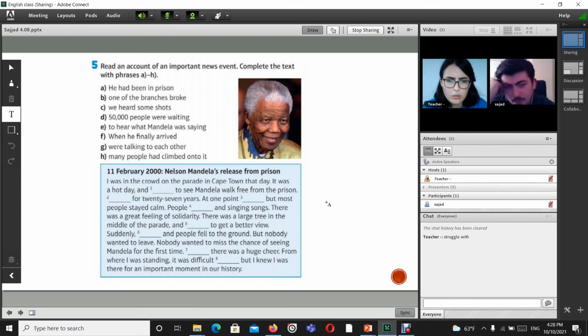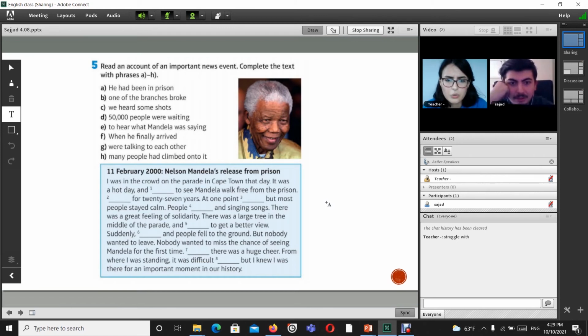Good. People were talking to each other and singing songs. What about five? Number five is H. Many people had climbed onto it to get a better view. Six. One of the branches broke. Seven. Seven is D. 50,000 people were waiting.